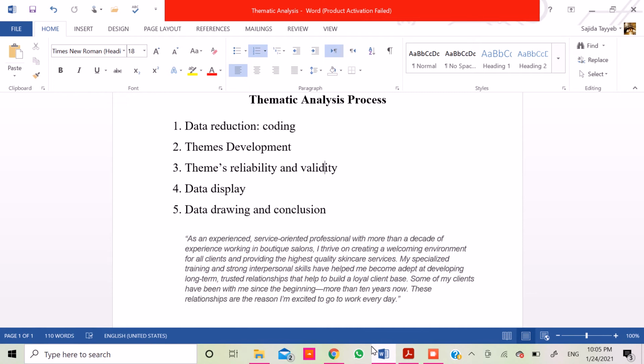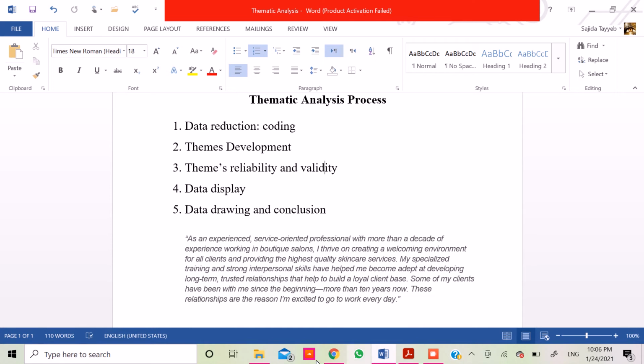Considering the data reduction, as the name suggests, it basically means that when you have your raw data, you have to reduce it into a meaningful format. Now, what is the criteria for the reduction of the data? You have to keep in mind your research questions and objectives.